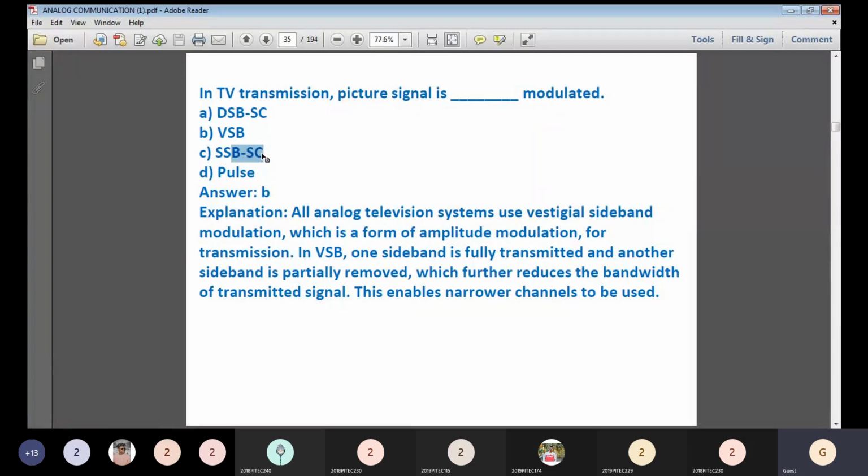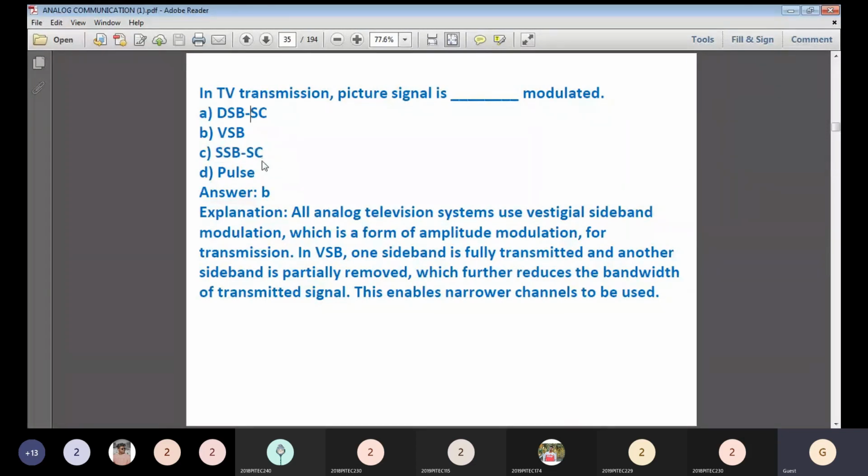What will happen in TV signal transmission? Because in a TV signal, we have both the audio and video signals, both the picture and the audio are available. Some important information is available in a single sideband, in the lower frequency terms. If we suppress the lower frequency terms completely, that important information will be lost. We will miss the important information which is present in the lower frequency.